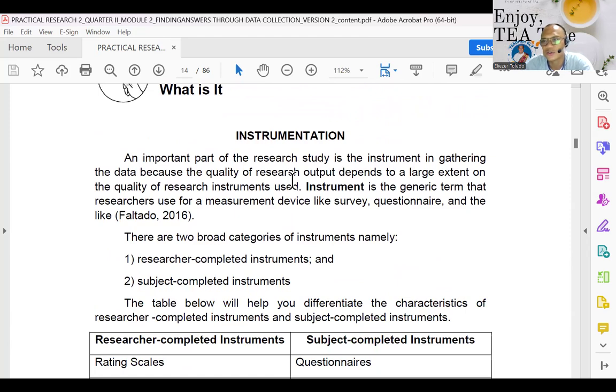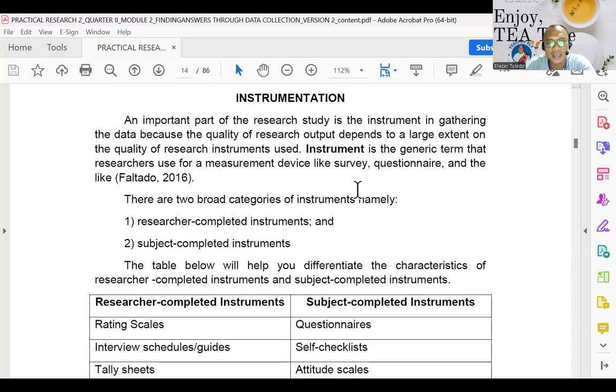Instrumentation. What is my analogy? A guitar, sir? Oh, instrument, but not for research. That's for music. Instrument for research, you will have the details on this one. Instrument is the generic term that researchers use for measurement devices like surveys, questionnaires, and the like.